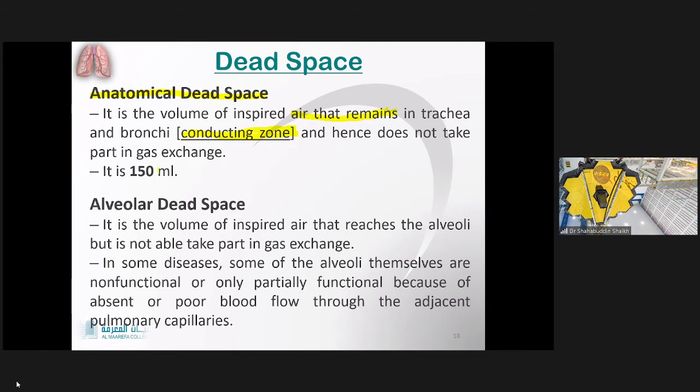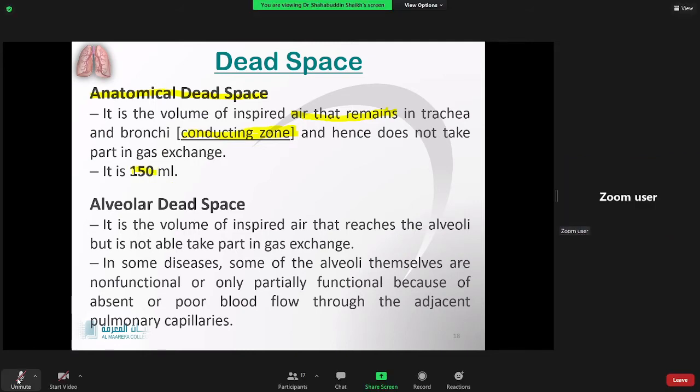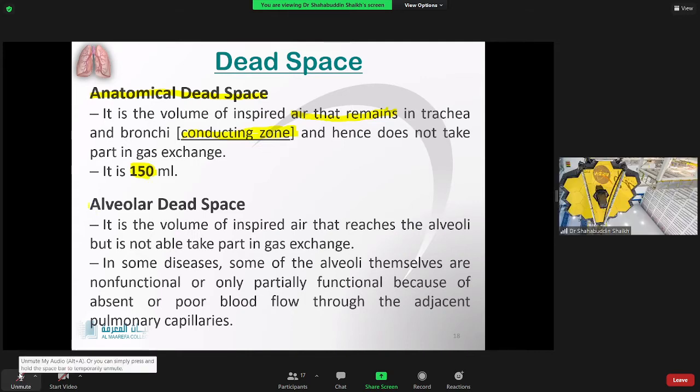How much is the normal number? 150. 150. Very good. Please remember this.